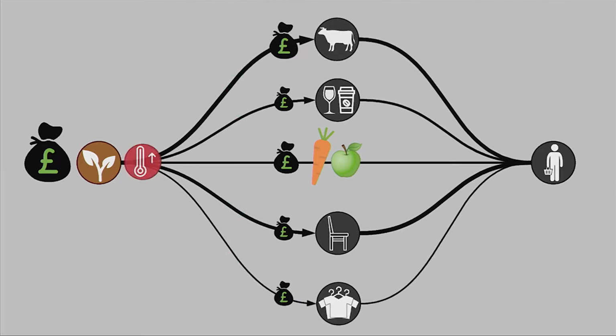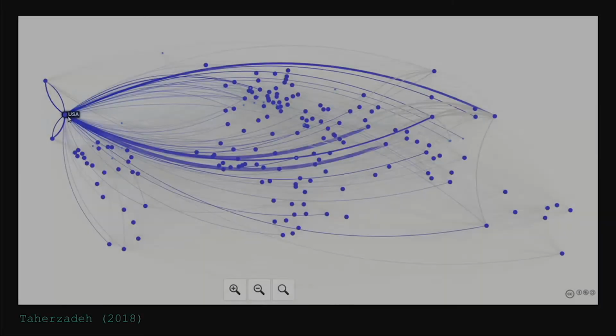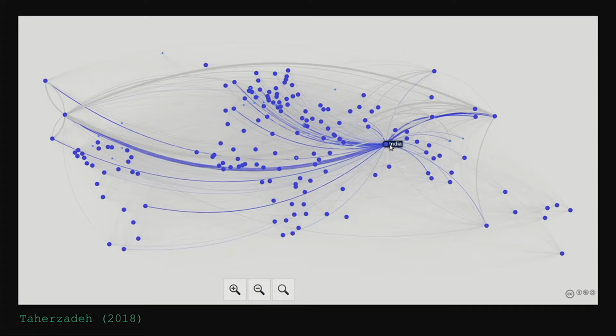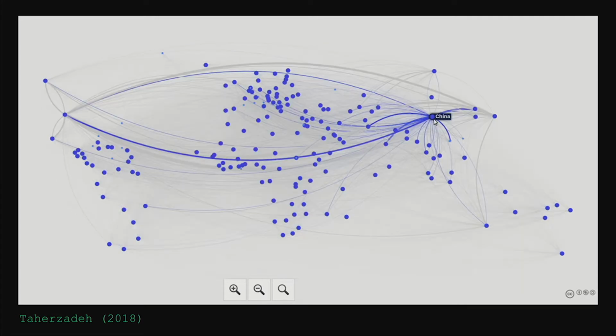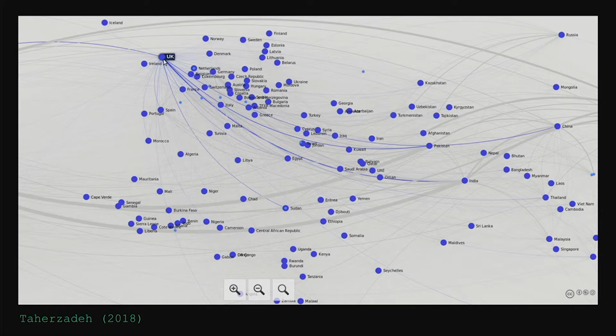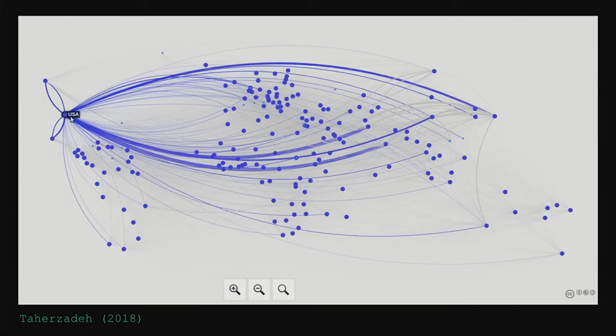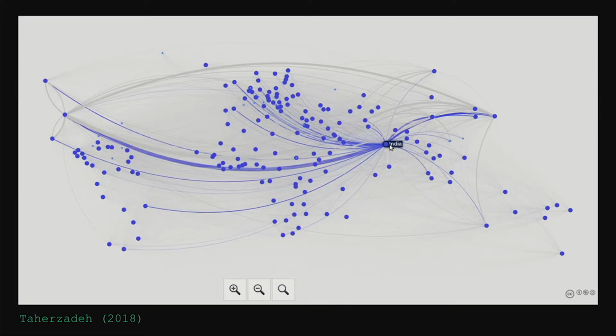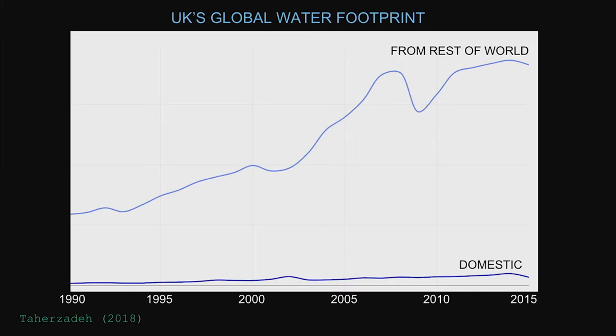So what do these production and consumption relationships look like at a macro scale? Here's a visual depiction of global trade representing water dependencies between different countries. Water use driven by international trade has increased eightfold in the last 15 years. And the UK is an interesting case study within this context. Here's the UK's global water footprint over the last 25 years. And over this period, the territorial water footprint of the UK economy has remained relatively constant.